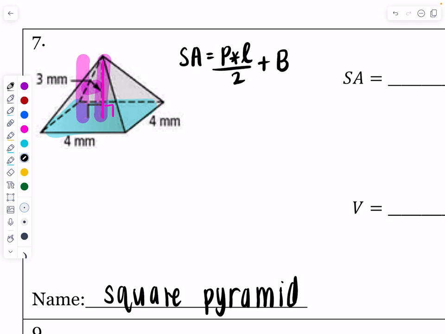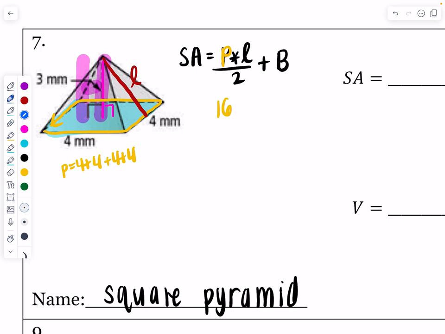So what does P stand for? Well, it's all about the base. So P stands for perimeter of the base. So that's going to be 4 plus 4 plus 4 plus 4. I'm going to write that over here just for the purposes of the key. That perimeter is going to give me 16. And then I need my slanted height. When I'm finding surface area, I need the height of the walls, which is this slanted height right here. Well, right now I don't have that, so I'm going to have to find it.